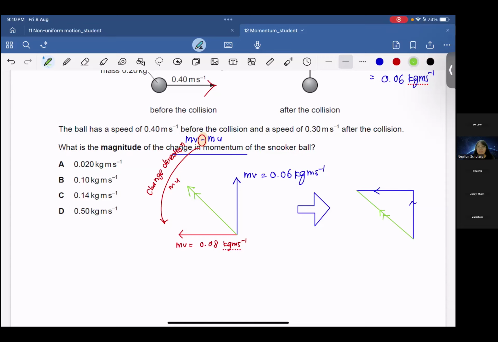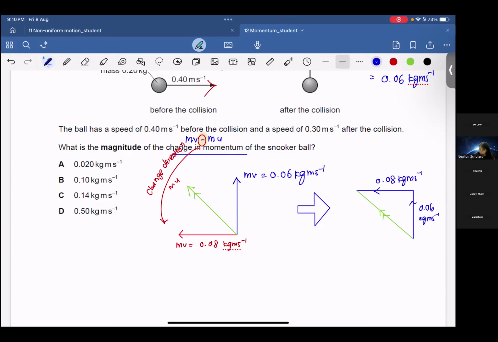Let me check. Correct, Vashini. Prasan, correct. Good job. How about others? Okay, magnitude. Correct, Hai Qian. Good job.